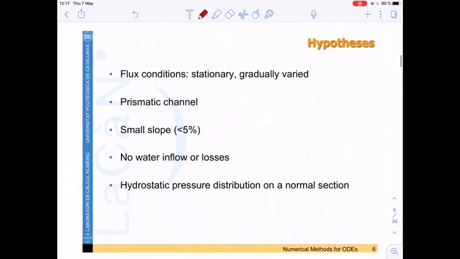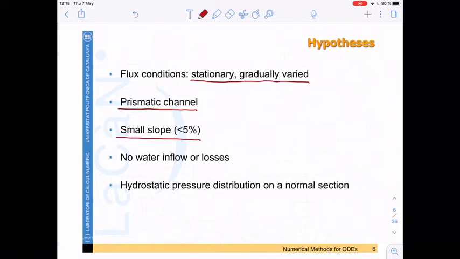Now, first step is physical modeling, in this case hydraulics. The usual hypothesis here is stationary gradually varied flow. We assume a prismatic channel with small slope below 5%, with no water inflow or outflow. And we assume that the pressure distribution is hydrostatic in all normal sections.